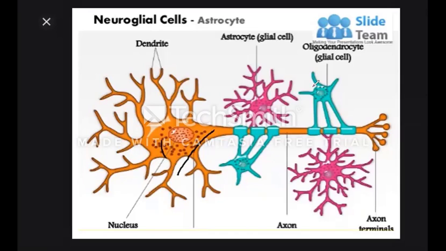What does the neuroglial cell actually do? Well, they do several functions. They maintain homeostasis. They form myelin, the lipid that is found around the axons of the neuron. And they provide support and protection for neurons.